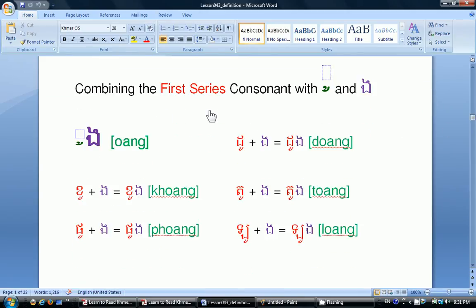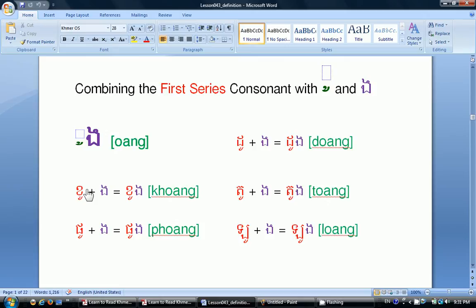Combining the first series with the vowels o and ending with consonant ngo. Okay, so o or o and then consonant ngo. O, o ngo, ong. Now let's practice reading these words. Do, do, do ngo, dong.